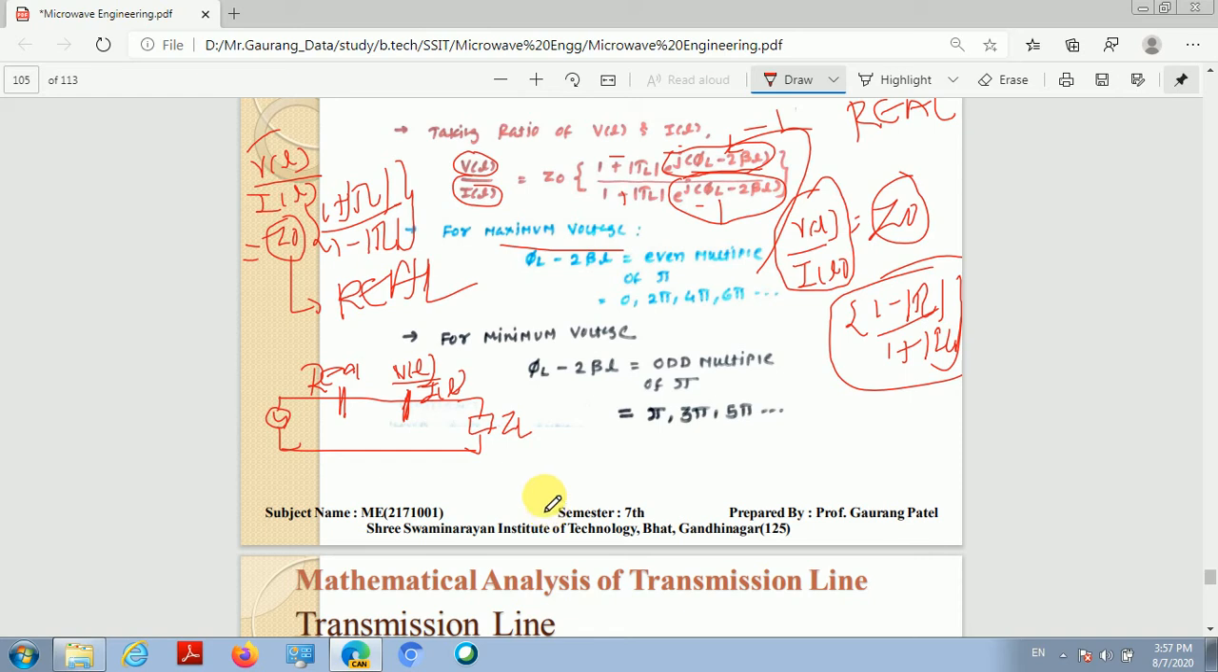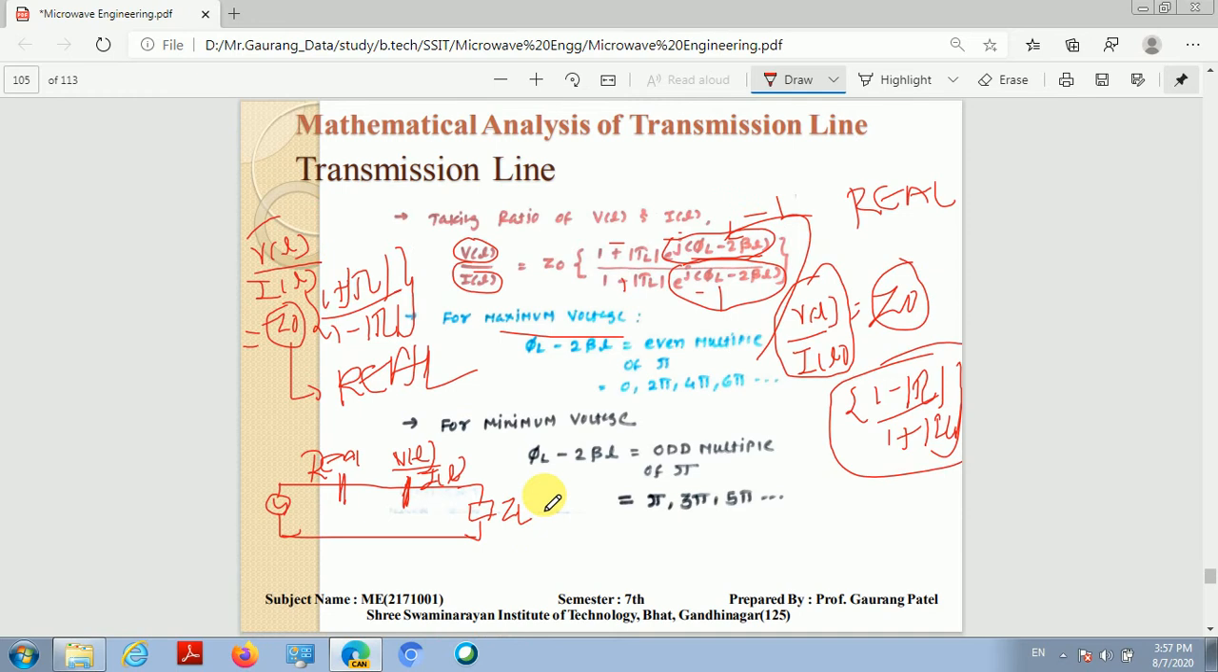We have discussed the nature of the impedance on the transmission line when voltage is maximum and minimum, and the impedance is always real. Now how much is the value of this impedance? It is real, but what is its value? So let's calculate what should be the value of the maximum impedance and minimum impedance.